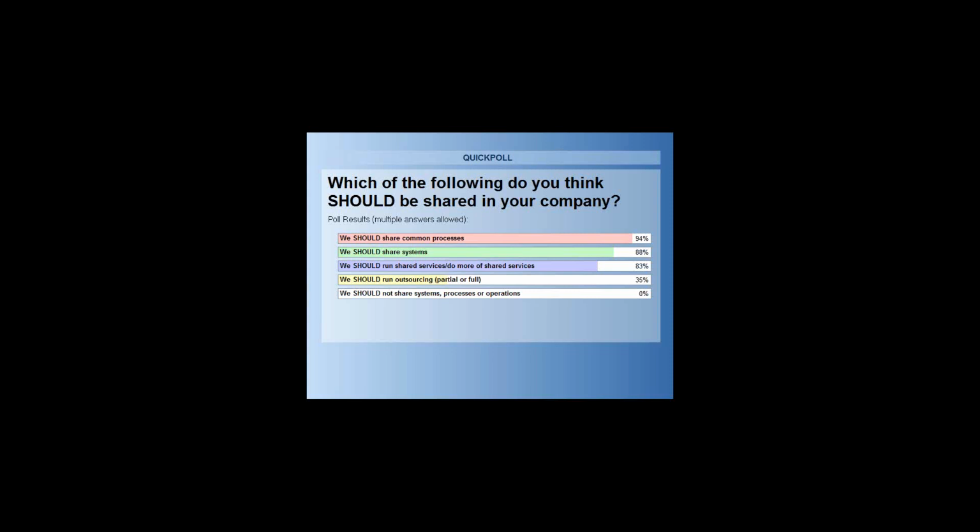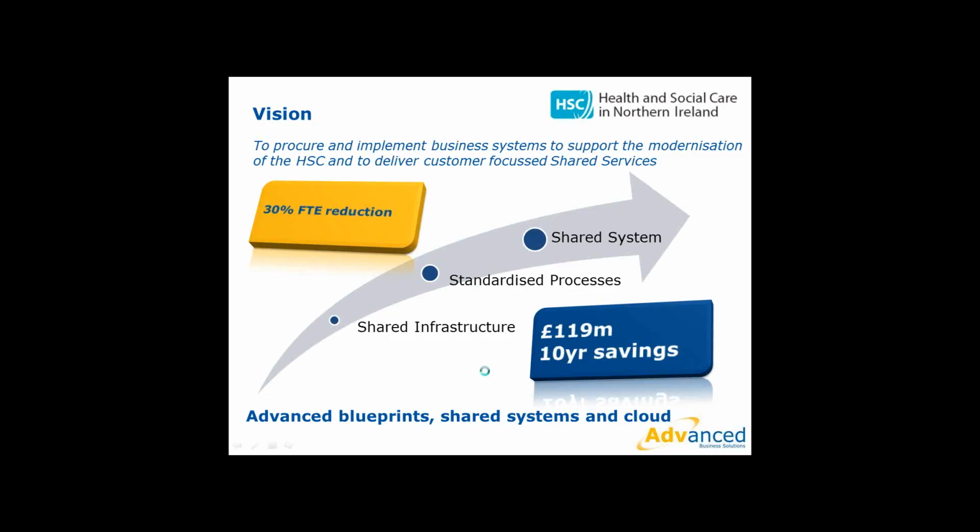So 94% of you think that there should be more sharing, or at least a sharing of common processes, 88% sharing of systems, 83% running of shared services, and interestingly 35% are coming in saying we should run outsourcing either partially or fully. And of course, very encouraging, none of you think that there should be no sharing at all. So interesting results there. Back to you, please, Phil. Thanks very much, Susie. Yeah, very good results. Pleased to see everybody thinks sharing is a good thing.